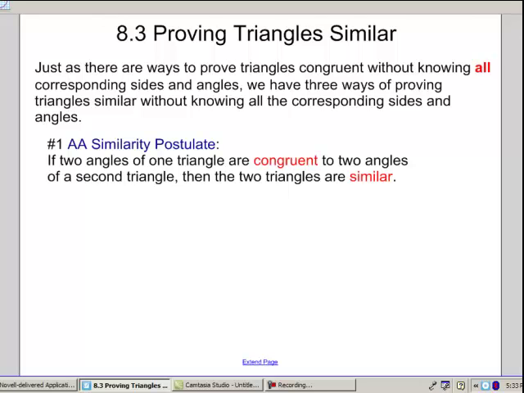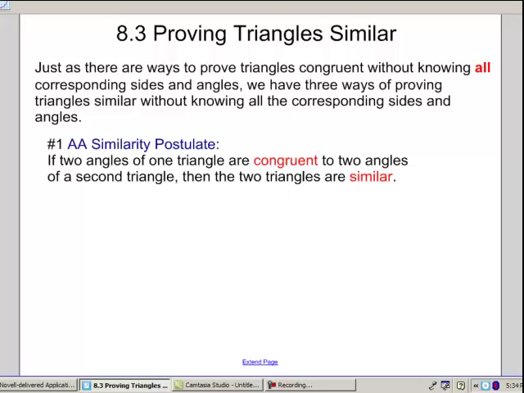Just as there are ways to prove triangles congruent, and hopefully we remember those. We had side, side, side, side, angle, angle, angle, angle, side, hypotenuse, leg. Well, there are different ways to know that triangles are similar also without having to do all 6 parts. We have 3 parts for 3 different ways to do triangles, and in fact one of them only takes 2.